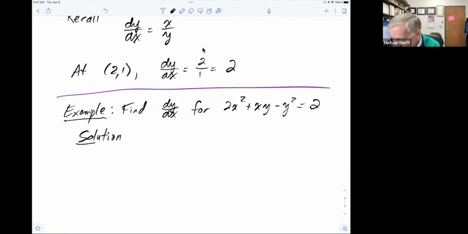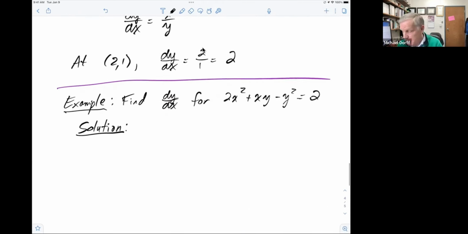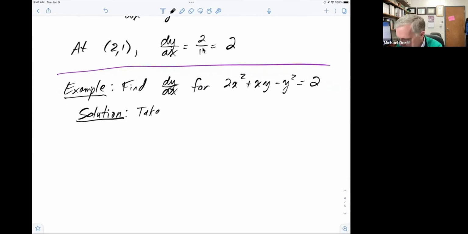If you're interested, the graph of this one is like a hyperbola, but it's slightly tilted because of the xy term in the middle and the 2 that's in front of the x squared. So it's a slightly tilted or rotated hyperbola, but basically that's the shape of it. We don't need to know that, though, to find dy/dx. All right, so what do I do? Just like before, we take d/dx of both sides. I'm going to go ahead and on the left side do d/dx of each term, get this. And on the right, get d/dx of 2.